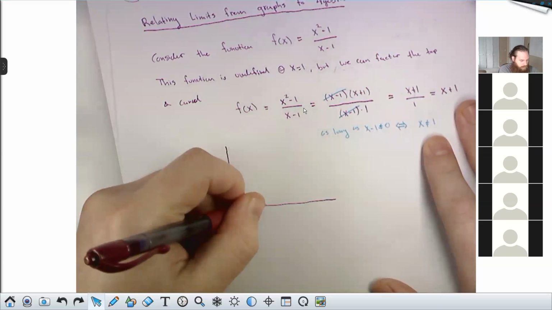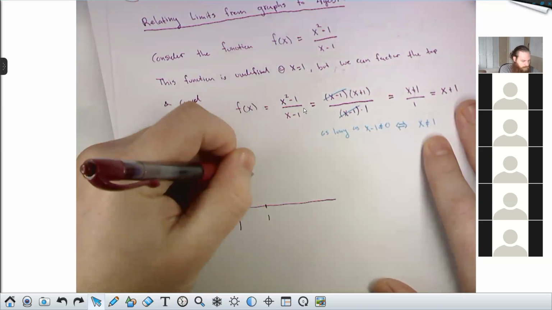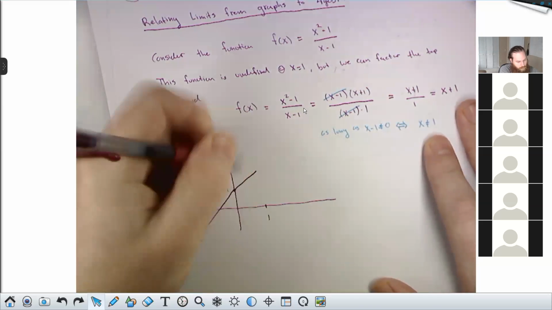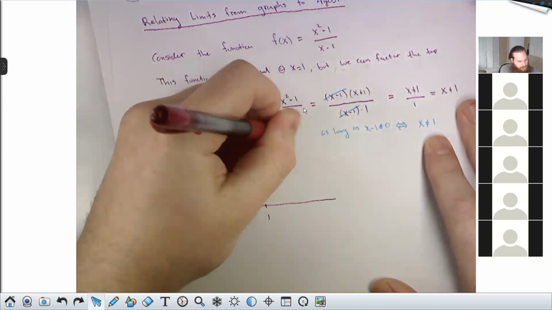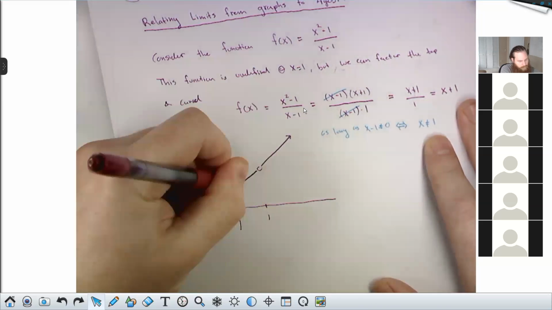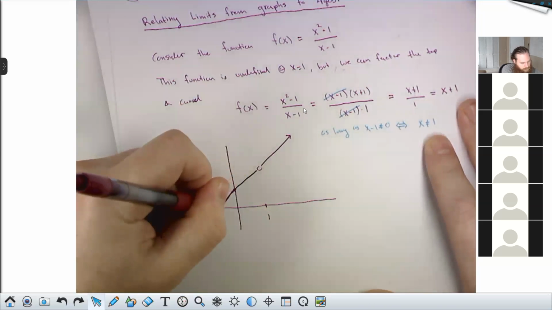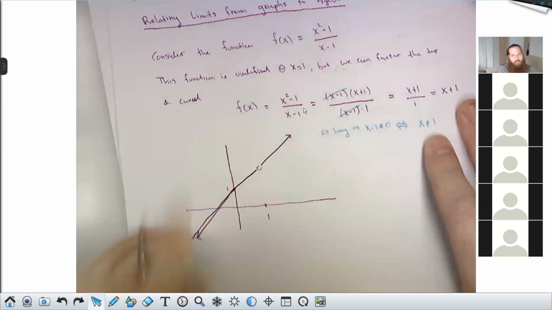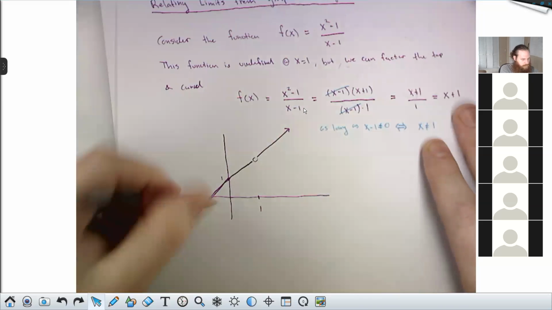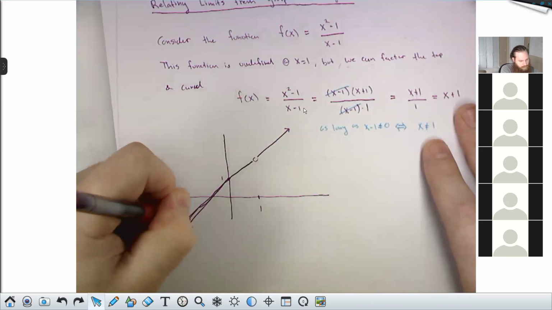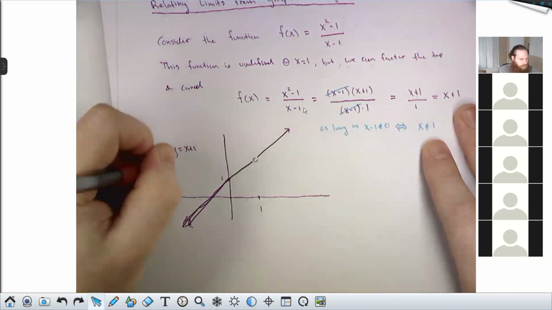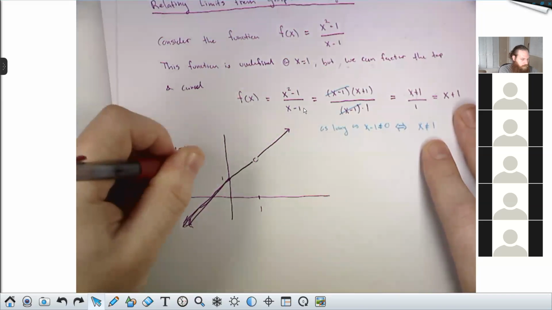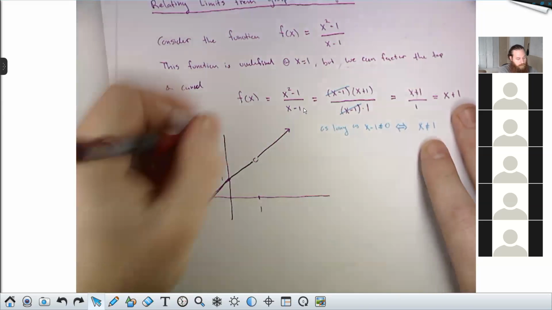Now the catch is, at x equals 1, we have a hole, because there was a factor that canceled top to bottom. This should be a straight line. I'm sorry if it doesn't look perfectly straight. Right? That's ugly. You get the idea, right? This is y equals x plus 1, but with a hole at x equals 1. This is the graph of f of x.